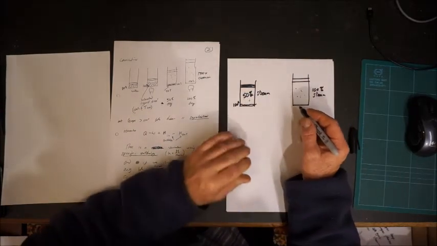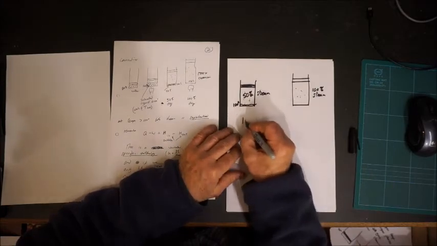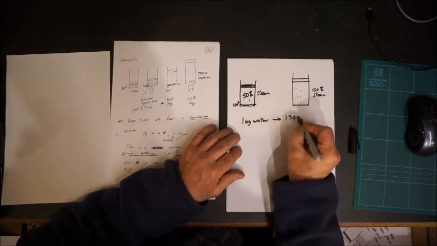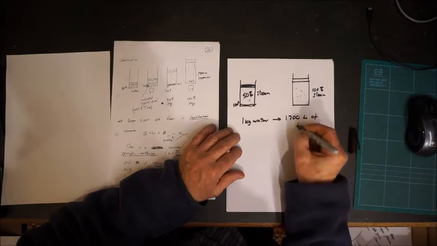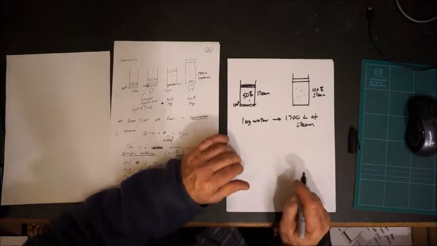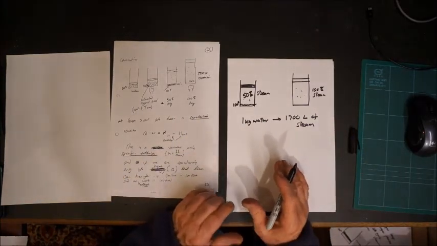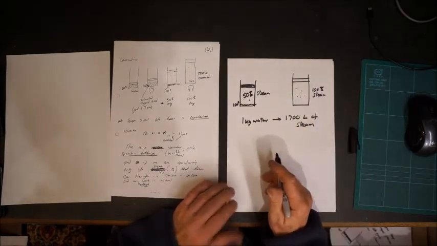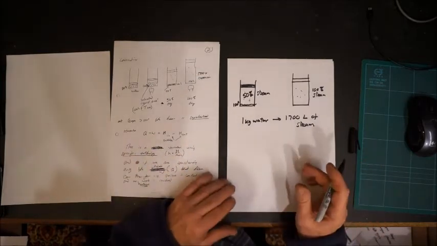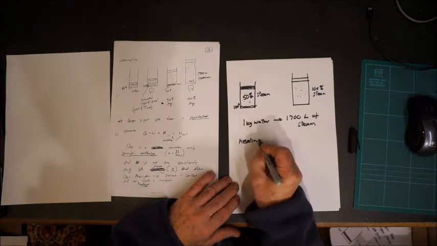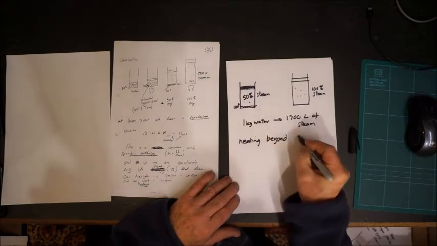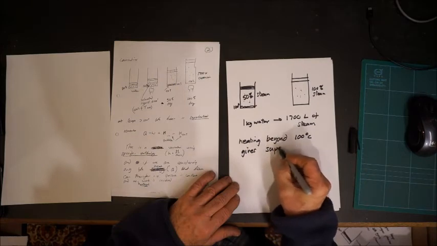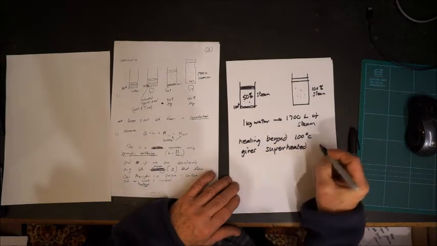And the volume is increased by about 1,700 times, so that 1 kilogram of water gives around about 1,700 liters of steam. So that's a pretty big increase in volume. If you go beyond this point, then your steam is a gas, and you'll heat it up even further. We've got a name for this. We call this superheated steam.